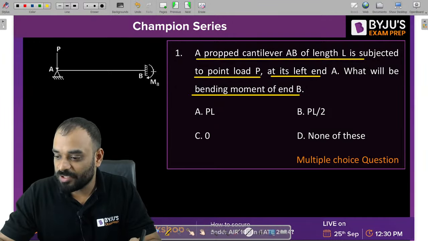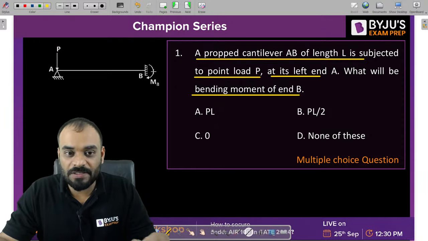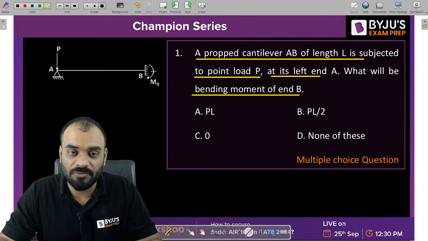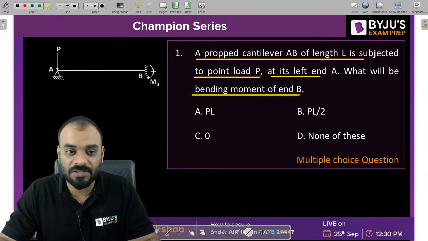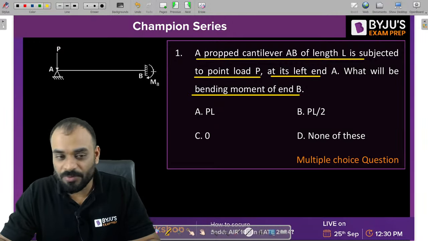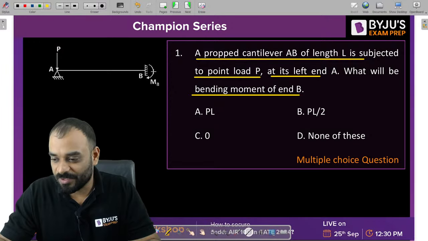Tell me the answer guys quickly. What is the value of bending moment at support B when we are applying a load which is basically P at support A? That is the question guys. Tell me how much it is. A little bit tricky question, but guys, you can solve it. It is very simple.